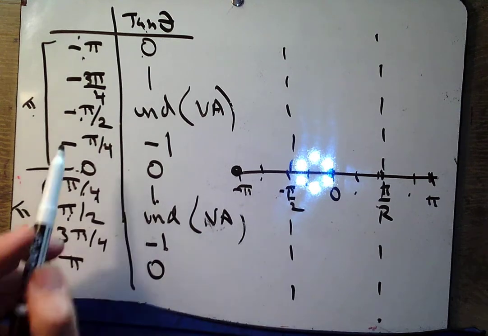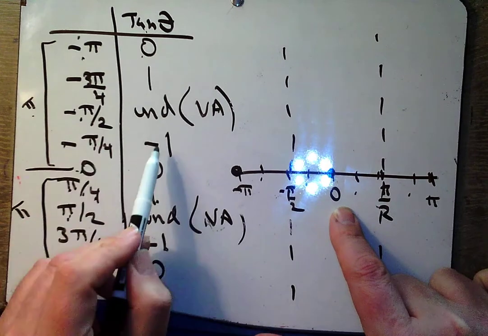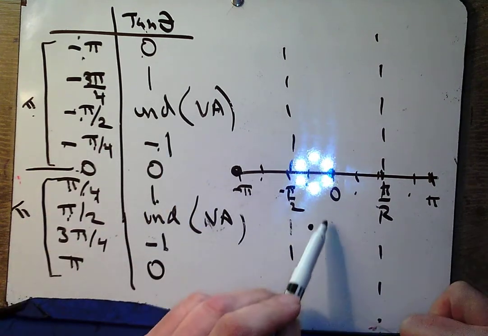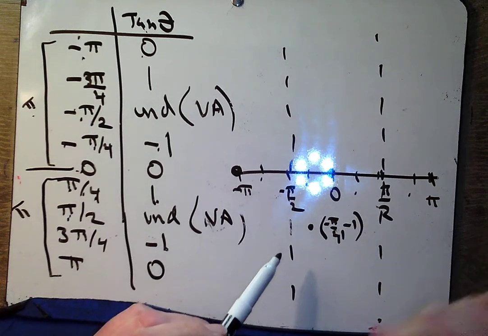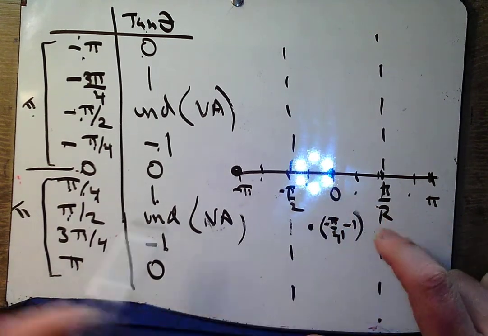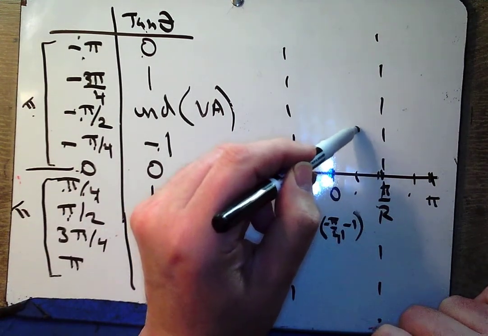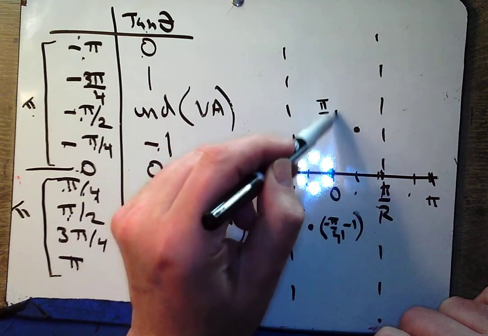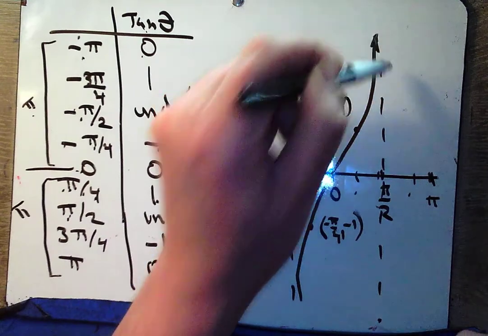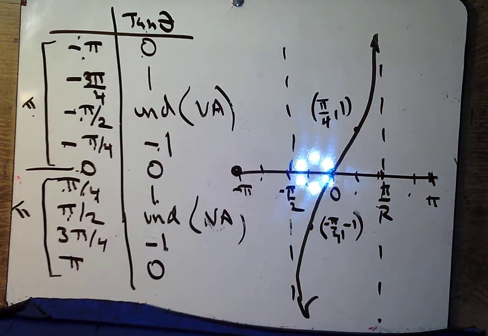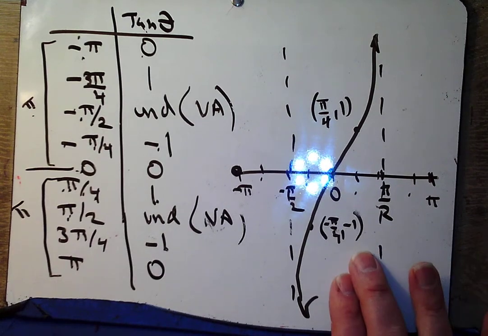Okay. And now check it out. Between negative pi over 2 and 0, we have negative pi over 4, and the y value there is negative 1. So negative pi over 4, negative 1. And over here, between 0 and pi over 2, that's us using pi over 4. And so at pi over 4, we have a value of 1. And so there's my graph of tangent. Well, that's one period of tangent.